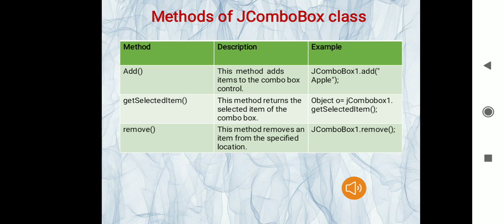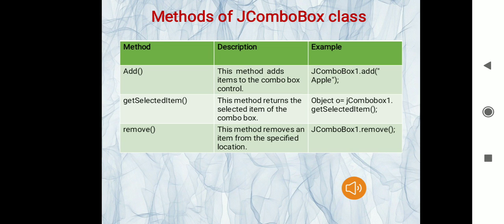If you want to add an item into the combo box, use the add method. Say for example, if you wish to add the text apple into the combo box, the Java code will be jcombobox.add, then within brackets and inverted quotes put the text apple. Or if you want to remove an item from the combo box, use the remove method. Removal of an item in the combo box is performed using its index or the location.